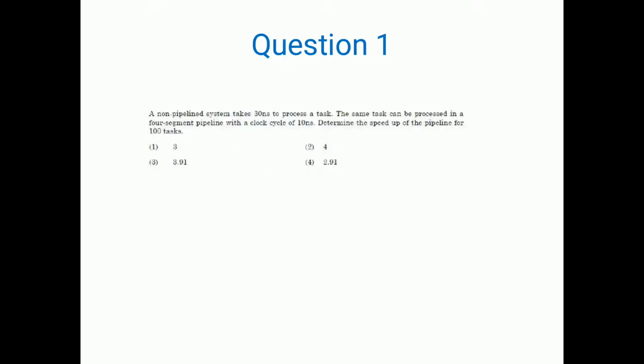So this is the first question, and the question is: a non-pipeline system takes 30 nanoseconds to process a task, and the same task can be processed in a 4 segment pipeline with a clock cycle of 10 nanoseconds. We have to determine the speed up of the pipeline for 100 tasks. Firstly we have to find the time for the non-pipeline system, and after that the time for the pipeline system. So start with the answer.